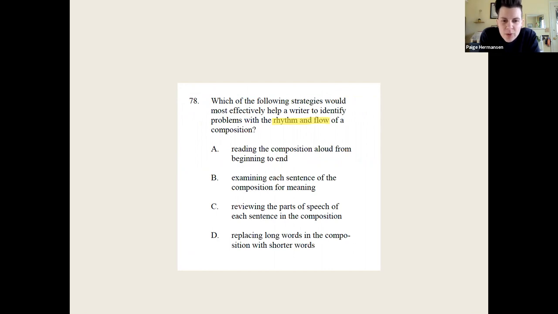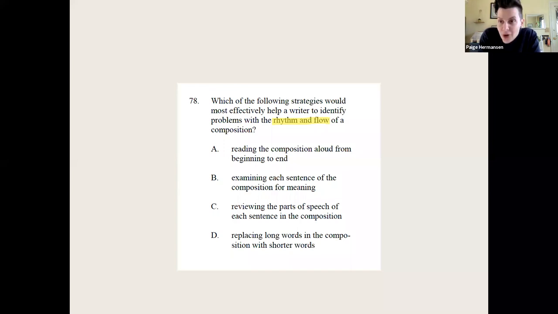Okay, Emily says A right away. Emily, why A? You didn't take long to come up with that one. And take your time typing. Because rhythm and flow, right, Emily says, when you say it out loud, it comes out naturally the way the writer wants you to hear it. Exactly right. Rhythm and flow are questions of how a text reads, right?